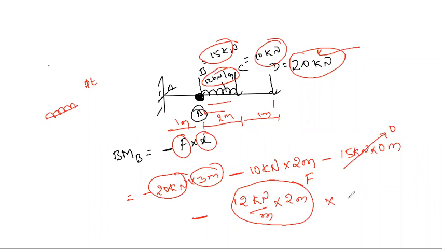What is the distance? As I told, it is acting at the middle. When you convert UDL into point load, the point load should act at the middle. Middle in the sense it is at a distance of 1 meter from B. So here it should be 1 meter. Now if you simplify this and tell me the answer. 104. Minus 104. What is the unit? Kilonewton meter. Now it is clear, right?